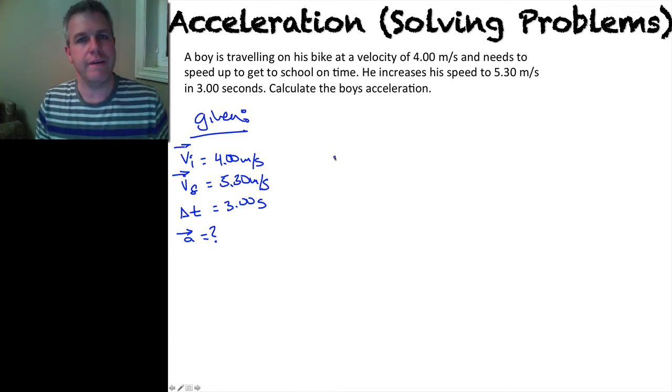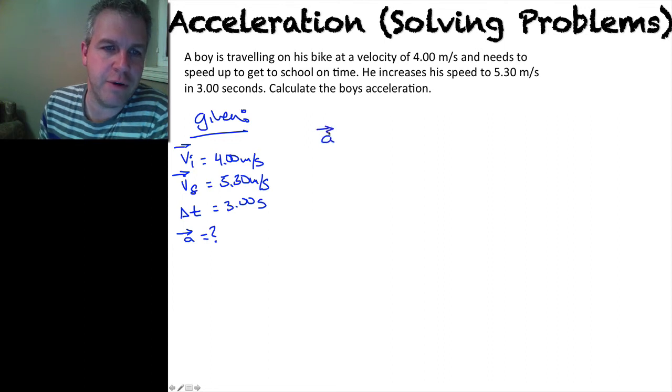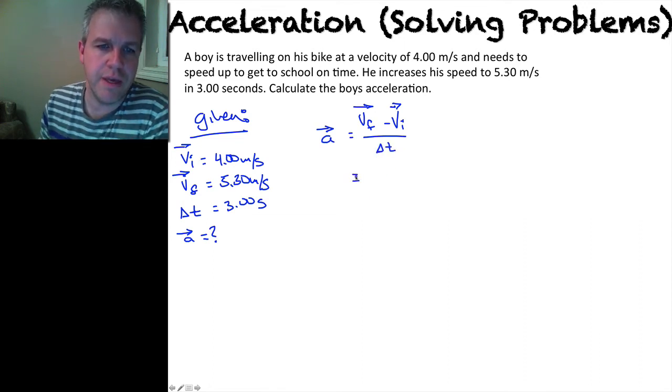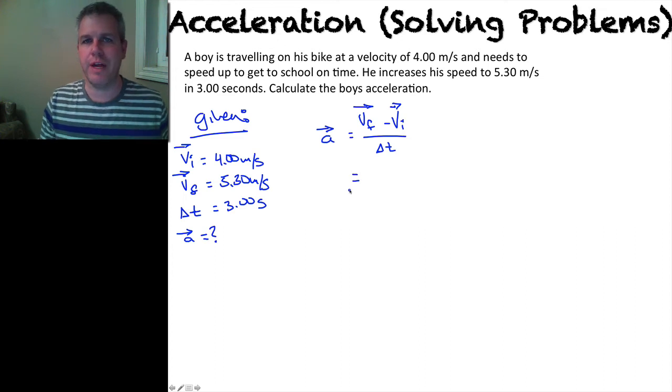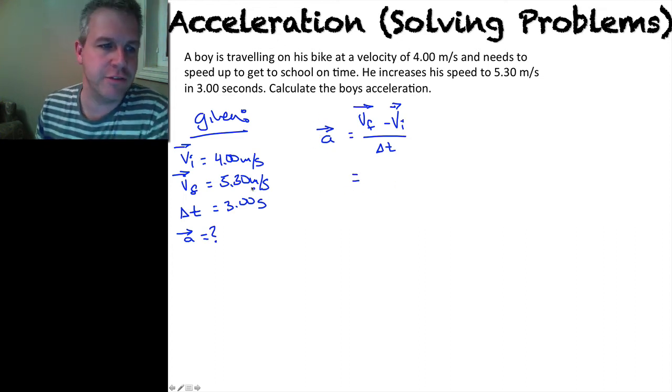So the very first thing I'm going to do is go to my data booklet and find this equation. Acceleration is equal to my final velocity minus my initial velocity over my change in time. Now, in this equation, we don't have to do any manipulation. We know that we're solving for acceleration. So let's just plug in our numbers.